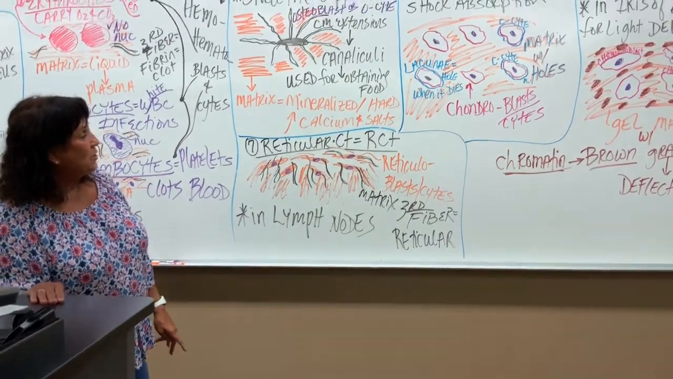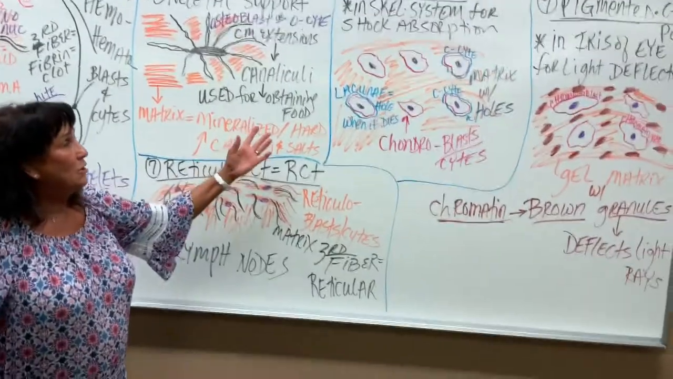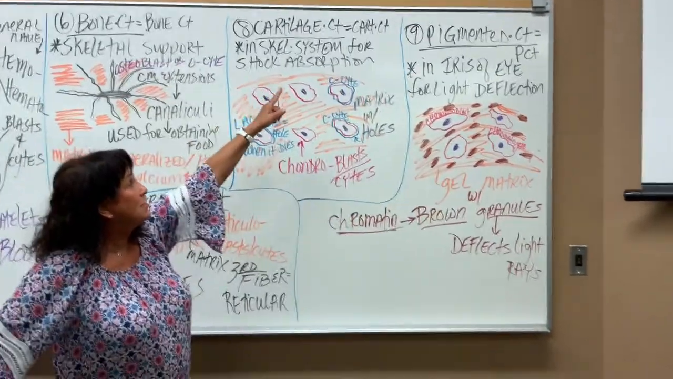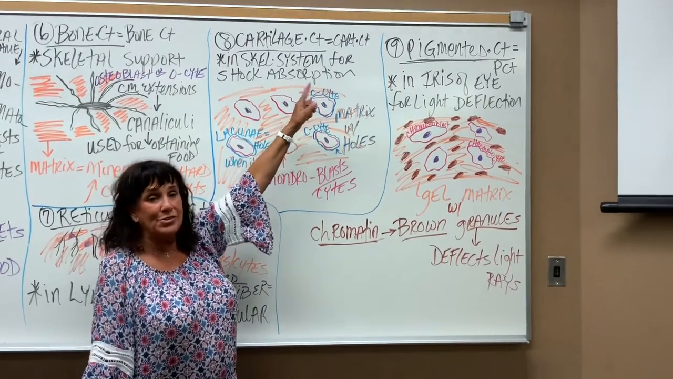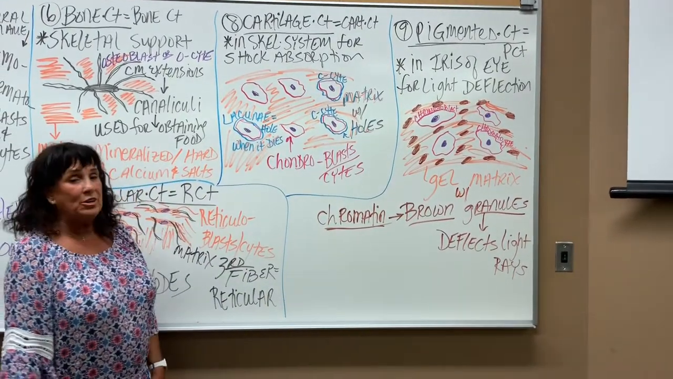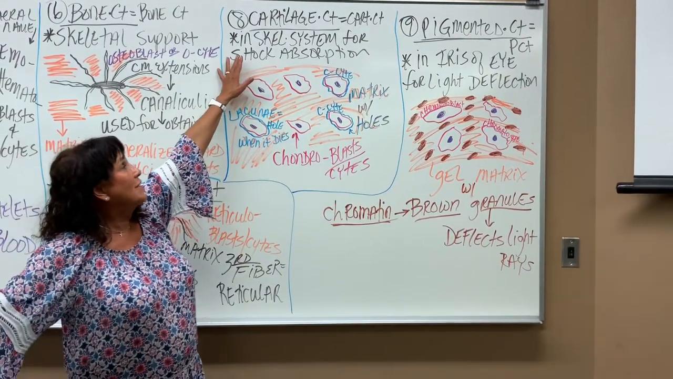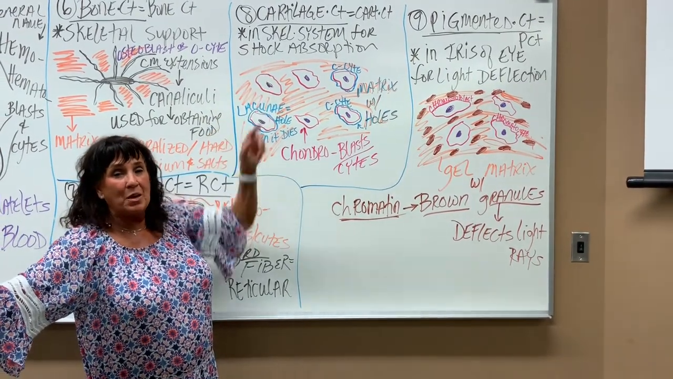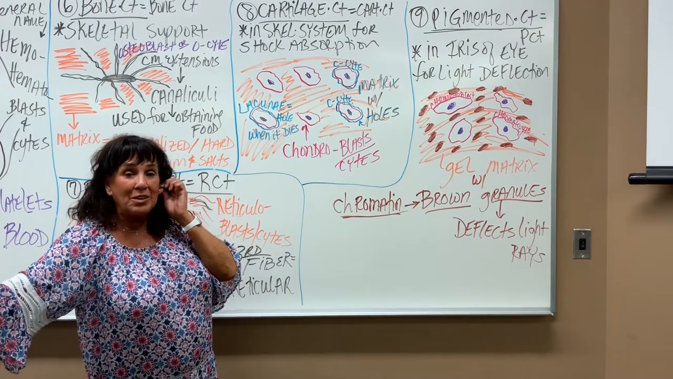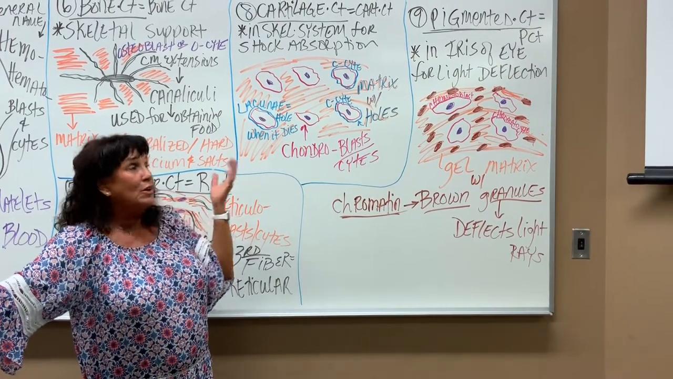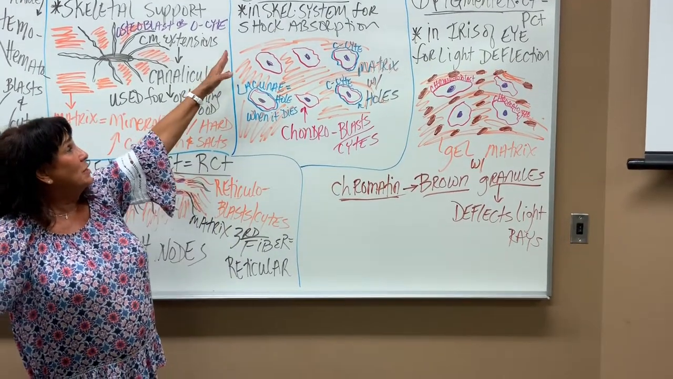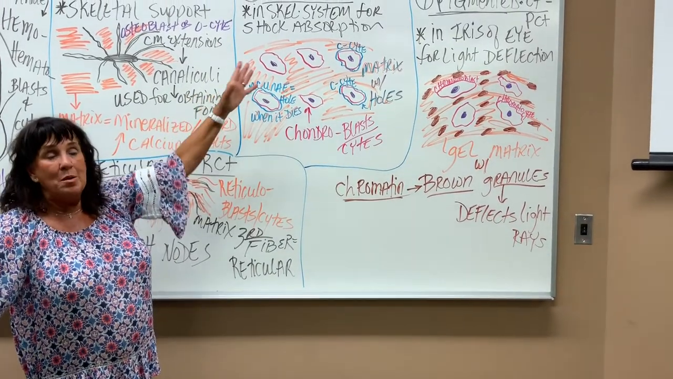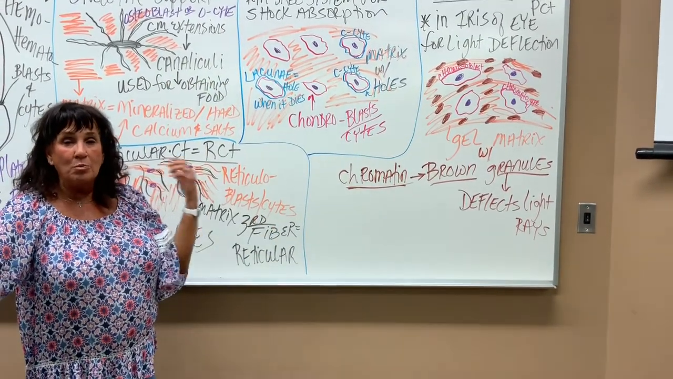All right, so we're going on, and then we've only got two left here. Number eight is cartilage CT, okay? Cartilage CT, and we abbreviate it CART CT, okay? And where do you find it? Of course, in the skeletal system for shock absorption. Does it do other things like make the tip of your nose, make the cartilage in your ear for support? Of course. But basically, we're just saying for right now, in the skeletal system for shock absorption, because it's at the ends of all movable bones.